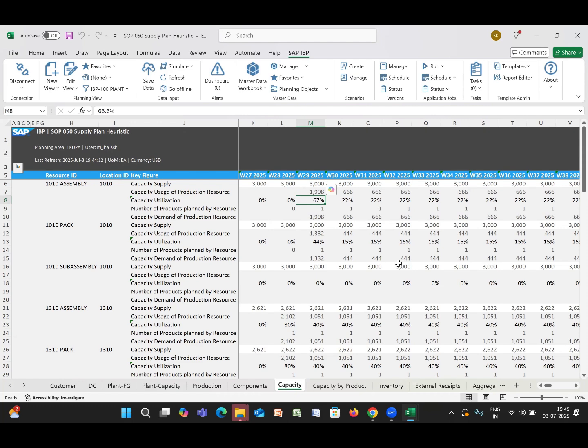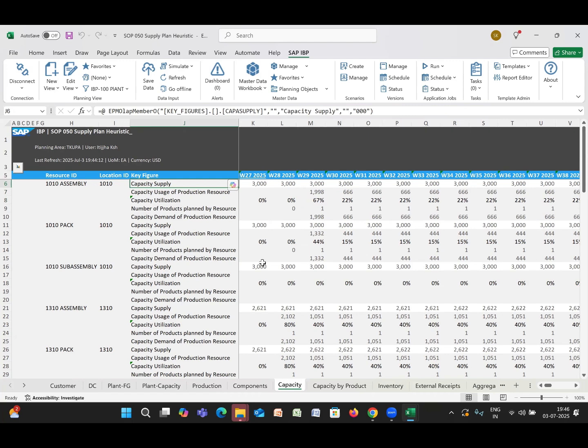So the fact that I'm only producing 666 quantity of an FG in that week results in a capacity utilization of only 66, 67%. In subsequent weeks, it is only 22%. Similarly, for the other machine, it is 44% and 15% and all that. So these are the three important key figures.